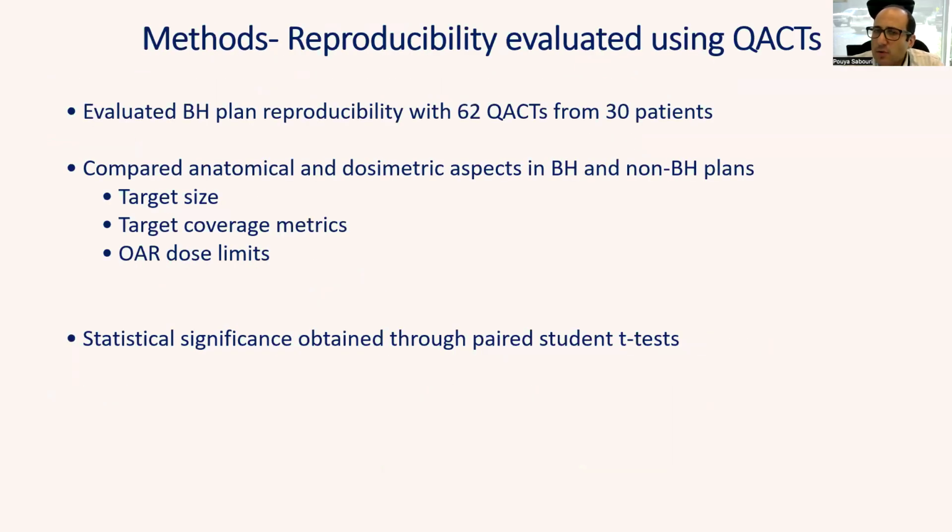To assess how reproducible our breath holds were over time, we looked at 62 QA-CTs from a subset of 30 patients. And we wanted to see if these patients could consistently hit the same breath hold level and what that meant for the anatomy and the dosimetry. We compared the breath hold and non-breath hold plans in terms of target size, coverage, OAR dose limits. Basically, did things hold up over time and across the scans? And for the stats, we performed t-tests to see if any of the differences that we were observing were significant.